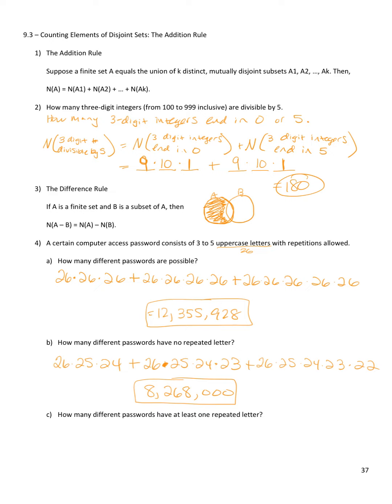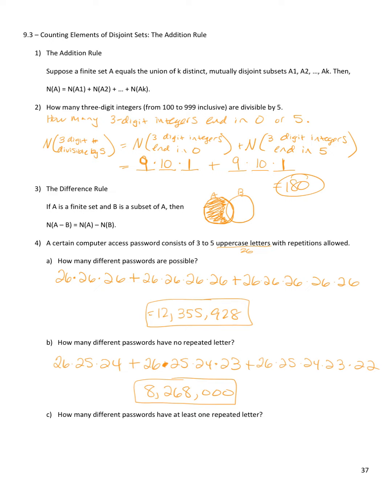So how many different passwords have at least one repeated letter? Okay, so these are all the passwords. Some of them are repeated, some of them are not, right? Some of them have a repeated character, some do not. This is just all the possible passwords. This is the passwords that have no repeats. So if you take the passwords that have no repeats away from all the passwords, you're left with passwords that have repeats, at least one repeat.